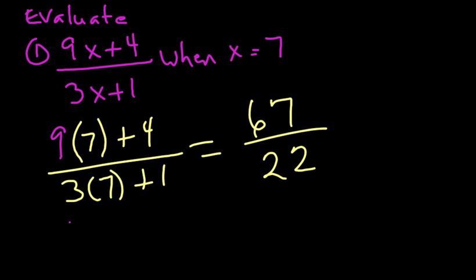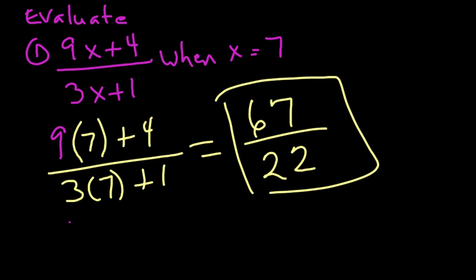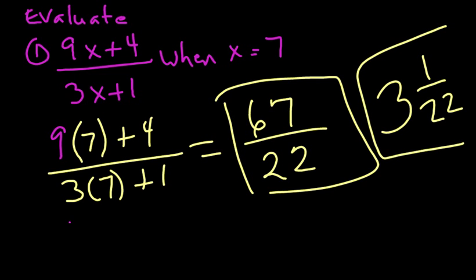Now, you can leave that like that. It's a perfectly good answer. It won't reduce. It won't go to a whole number. If you chose to make it proper, which would be fine also, you would get 3 and 1 over 22. I'll take either answer. This is algebra. I like things improper in algebra.